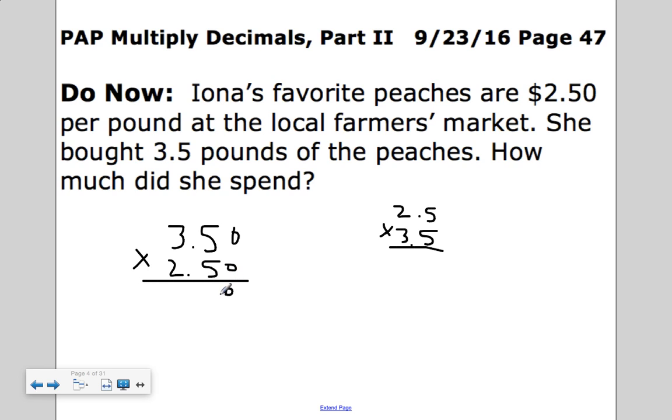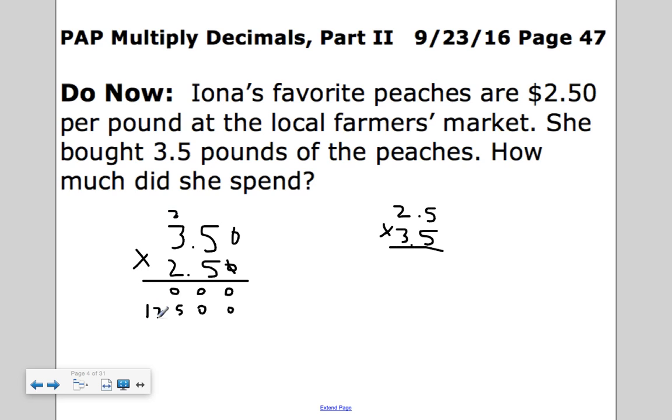So let's start with it. 0, 0, 0. I am done with the 1s, so that means I need to put a placeholder in the 1s. So now I'm in the 10s. 5 times 0 is 0. 5 times 5 is 25. 5 times 3 is 15 plus 2 is 17.